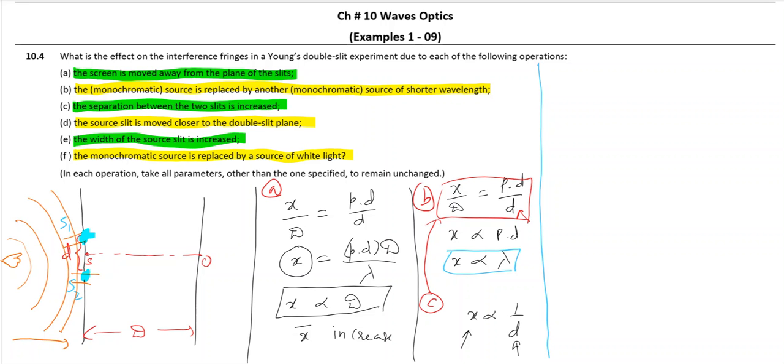So when you are sending white light, you are sending so many different wavelengths, and then you will not be able to recognize between bright and dark fringe, because different wavelengths will produce bright fringe at different distances, which may be overlapping with the dark fringe of another wavelength. So overall, there will not be any interference pattern. Thank you.